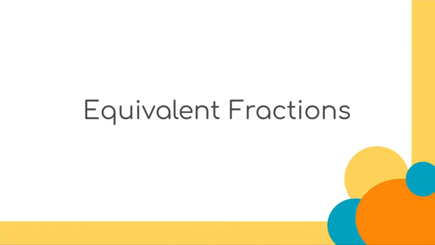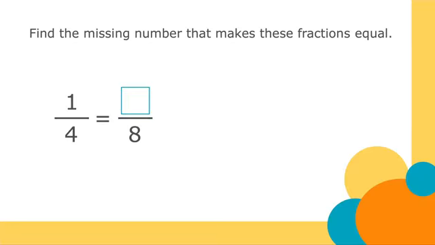How do we find equivalent fractions? Let's find out. Find the missing number that makes these fractions equal. 1/4 equals how many eighths? In this example, we are missing the numerator in the second fraction. Let's use a model to help us.